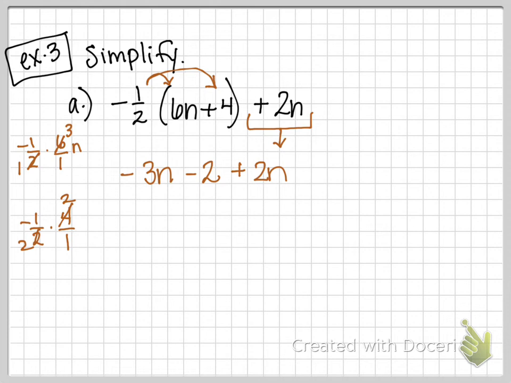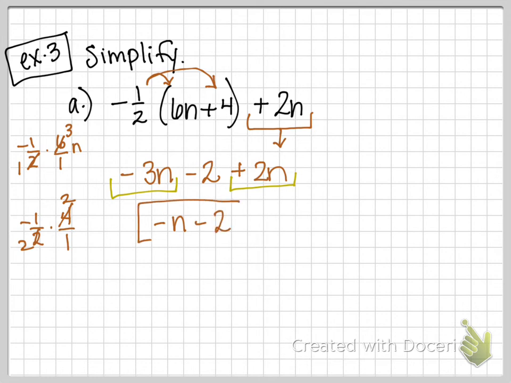What are my like terms here? Kellen? 2n and negative 3n. Good. 2n and negative 3n. So we need to combine those. What do we get? Negative 3n plus 2n is what, Finn? Just negative n or negative 1n. Very good. Negative n or negative 1n minus 2.